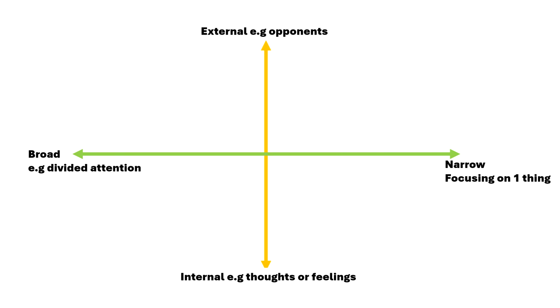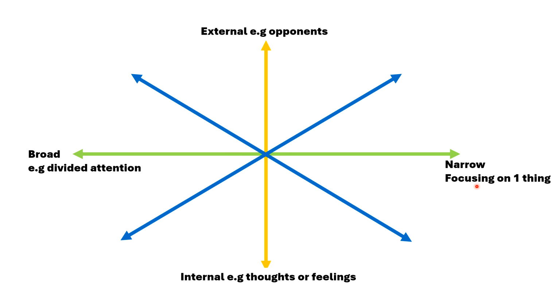Attention can be external or internal. This involves external being opponents, okay, and internal, for example, the thoughts or feelings that you're having. Now, it can also be broad or narrow. Broad is when you're focusing on different things at the same time. This is divided attention, or narrow, where you're focusing on one or two things at most.